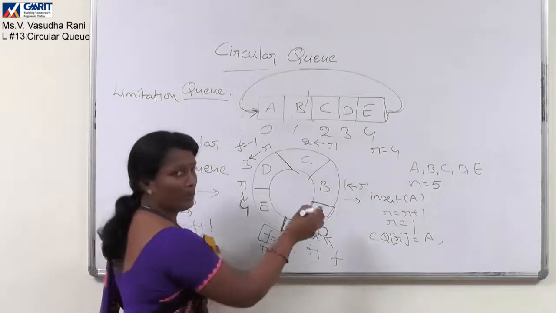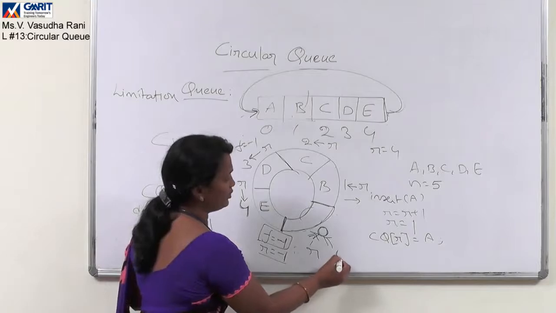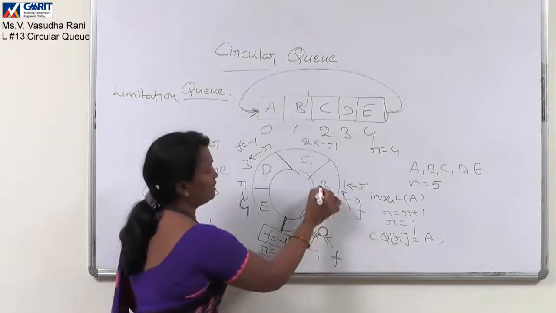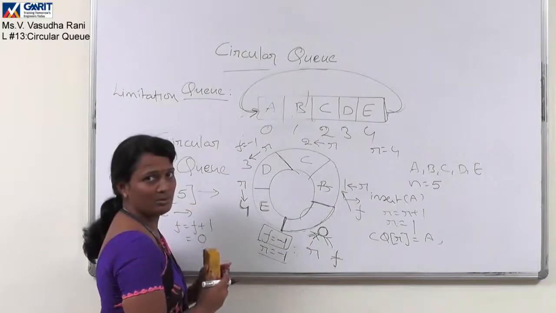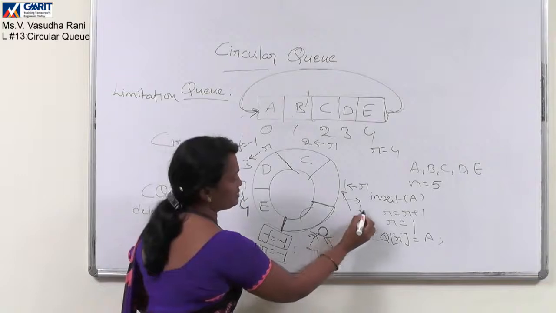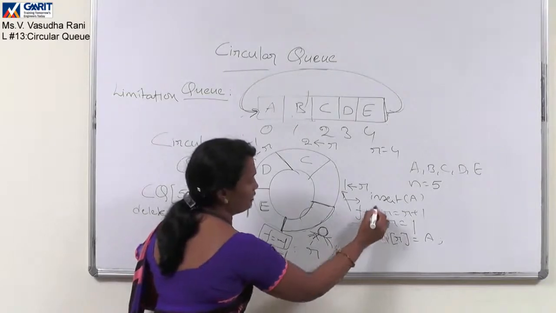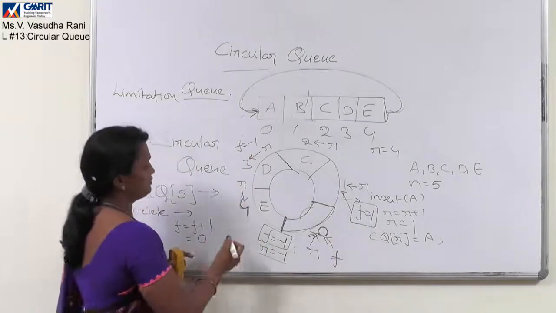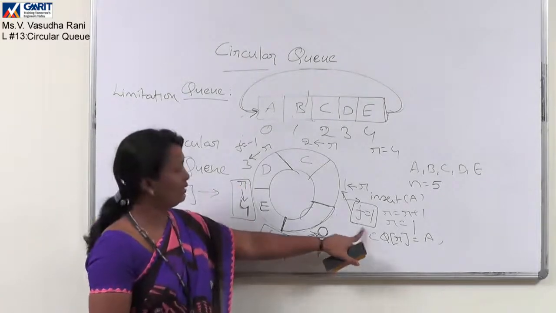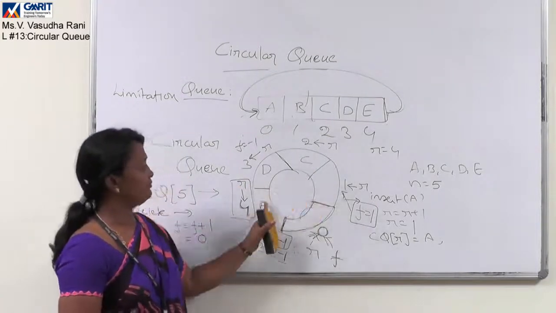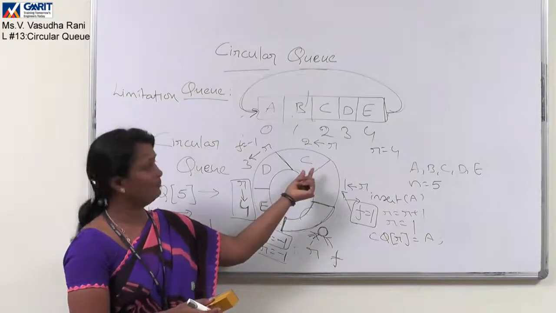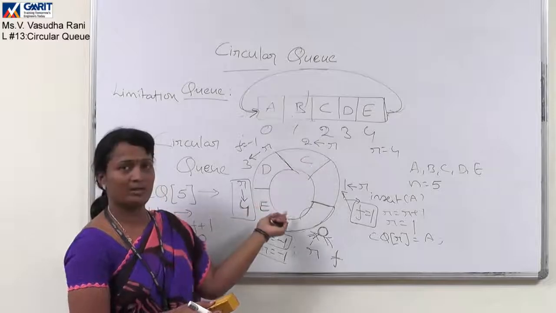If you want to delete one more, our front is 0, we have to increment front by 1. So front refers to 1 and this B has to be deleted from the circular queue. So this B is deleted, our front is referring to 1, our front value is 1. Now in the list, if you observe, your rear is 4 and front is 1, so we have 3 elements. So the indexes you can observe are for the values which are there in the circular queue.